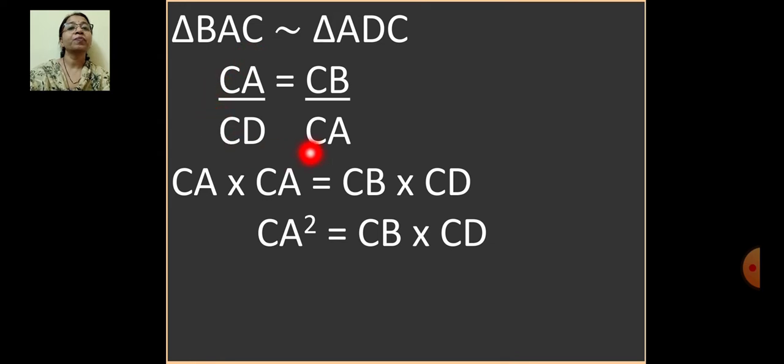See here, we have taken the ratio in this form so that when we cross multiply, we will get CA into CA is equal to CB into CD. So CA into CA is CA square is equal to CB into CD, and this is what we want in the required expression.